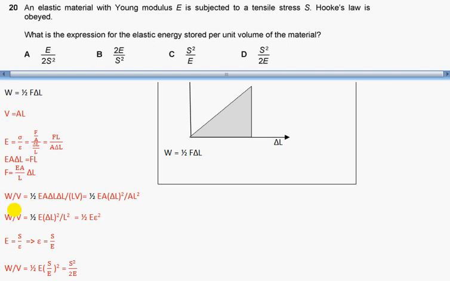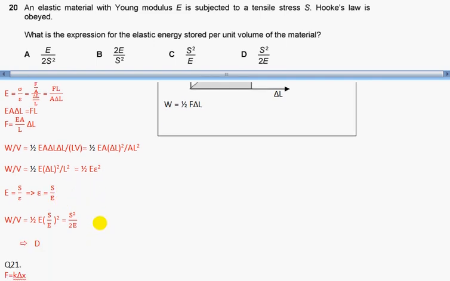So energy divided by volume equals our expression for F divided by volume. We put the volume is AL, then we simplify, we combine delta L, and we get expression in terms of strain squared. Then we write expression for strain expressed in terms of stress. We substitute stress for strain, rearrange, and we get D.